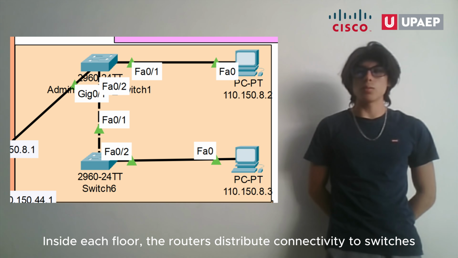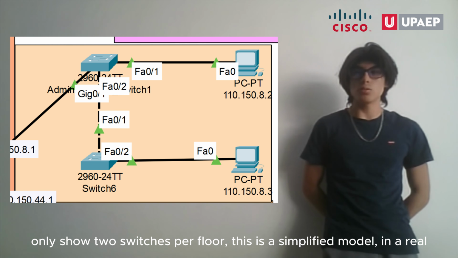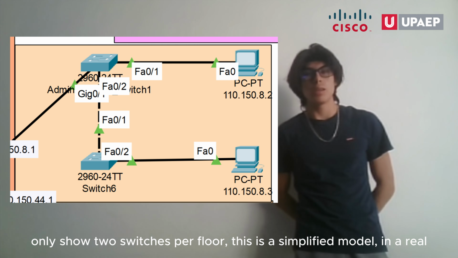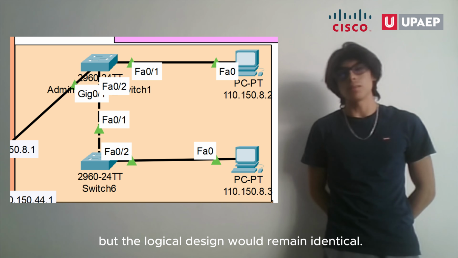Inside each floor, the router distributes connectivity to switches and the end devices. Although in Packet Tracer we only show 2 switches per floor. This is a simplified model. In a real implementation, there will be more switches, but the logical design will remain identical.